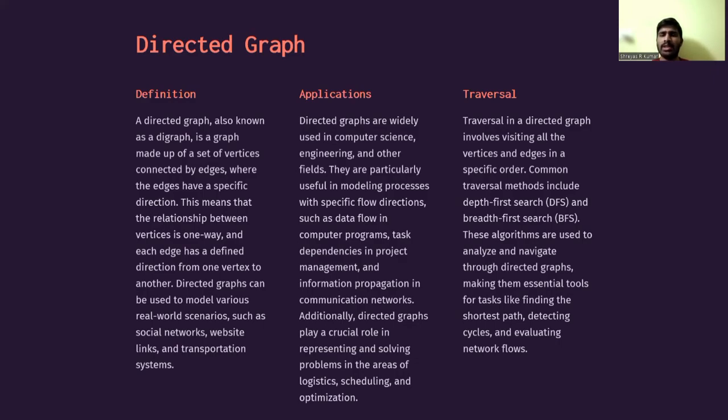Traversal. Traversal in a directed graph involves visiting all the vertices and edges in a specific order. Common traversal methods include depth first search and breadth first search, commonly referred to as DFS and BFS respectively. These algorithms are used to analyze and navigate through directed graphs, making them essential tools for tasks like finding the shortest path, detecting cycles, and evaluating network workflows.